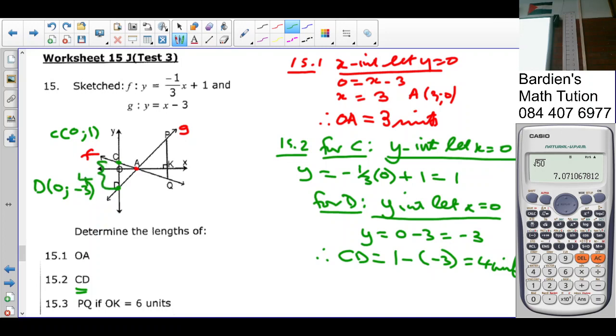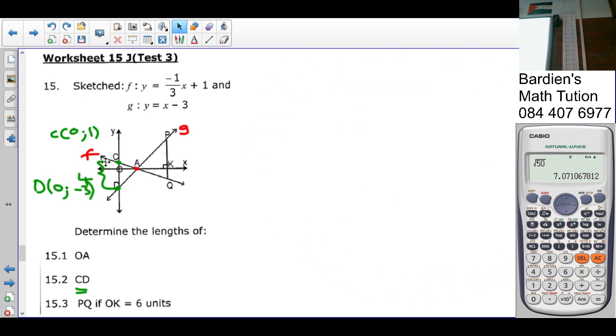And then the last question, we are asked PQ if OK is equal to 6. So if OK is 6, what is your x value here? 6 units. So what are the coordinates of K? 6 and 0. What are the coordinates of P? 6 and some y value. What are the coordinates of Q? 6 and some y value.